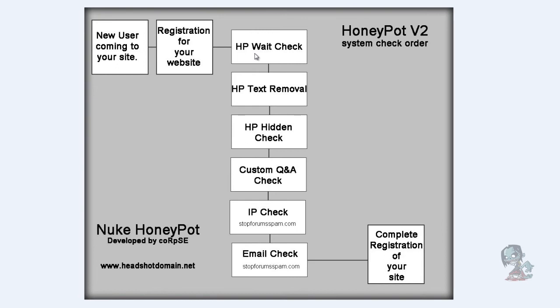So most of these checks, I would say the first 3 checks, the wait check, text removal check, and the hidden check, I developed into the script over a year ago. When I first designed the very first script, which was probably closer to a year and a half ago, maybe 2 years ago, I didn't actually design it into a module until last year. So it's been a couple of years.